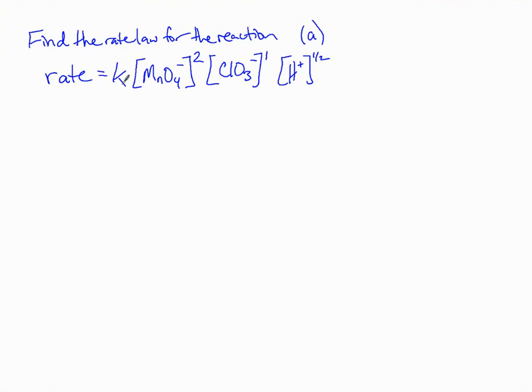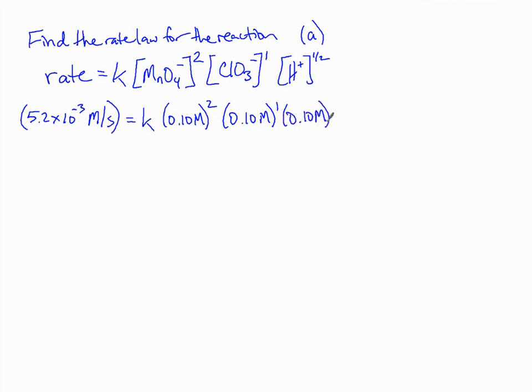So let's use trial number 1. The rate for trial number 1 is 5.2 times 10 to the negative third, and that's molar per second, equals, here's K, concentration is 0.1 molar for permanganate, squared. It is 0.1 molar for chlorate to the first power, and 0.1 molar for hydrogen to the first power. And so we solve for K, we're going to divide all of this over to the other side.